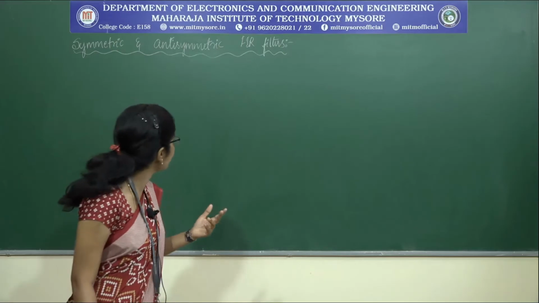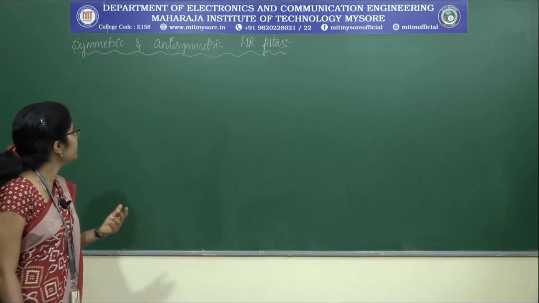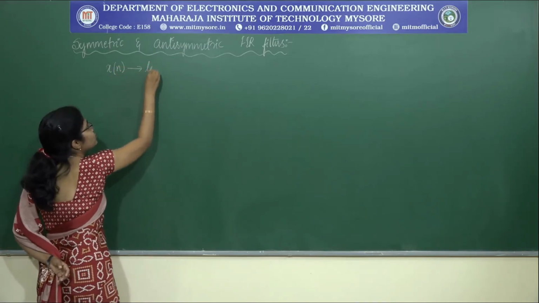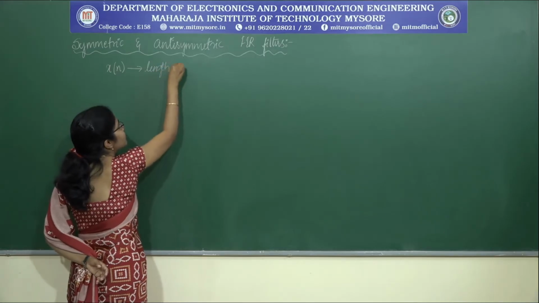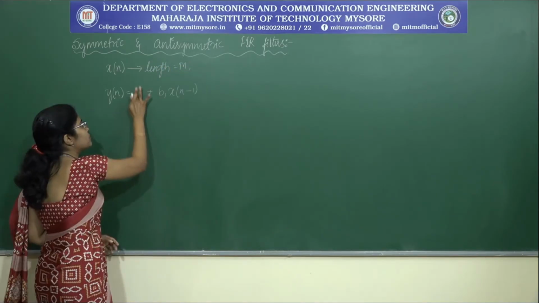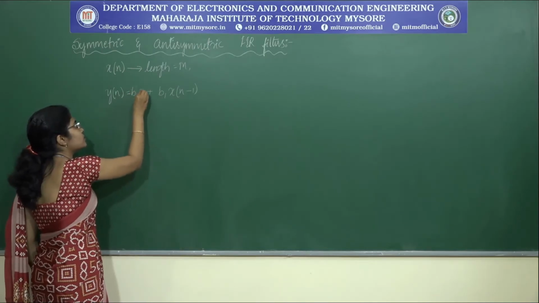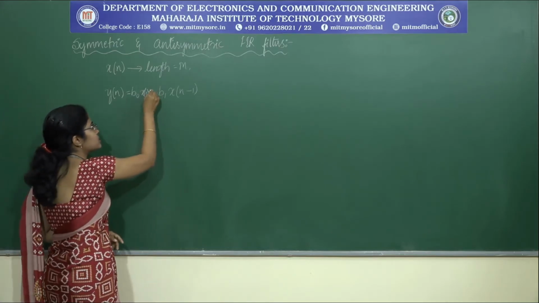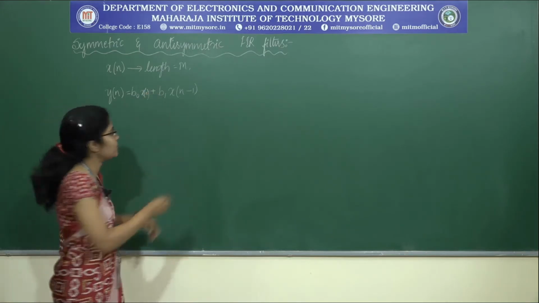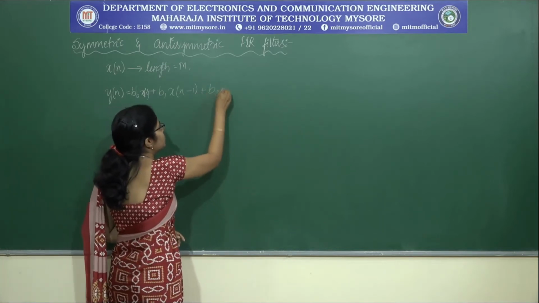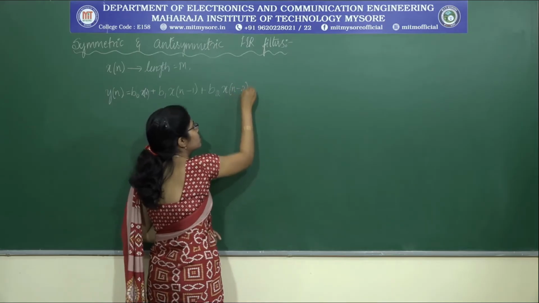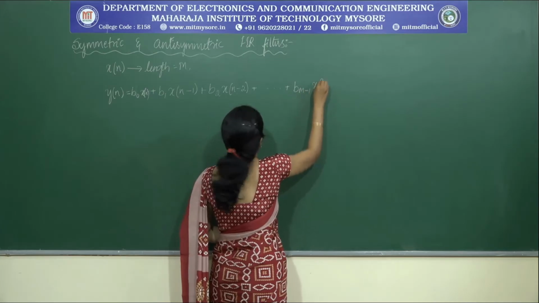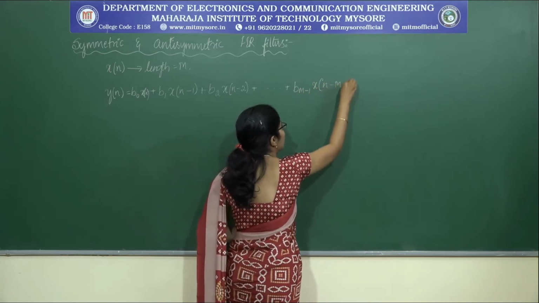The next concept is symmetric and antisymmetric FIR filter. Now if I consider x of n as input to the filter, and the length of x of n is equal to m, the output y of n is given by b naught into x of n plus b1 into x of n minus 1 plus b2 into x of n minus 2, similarly up to bm minus 1 into x of n minus m plus 1.